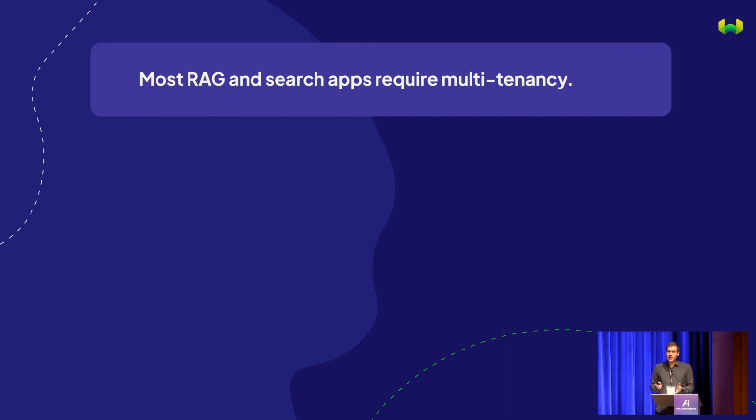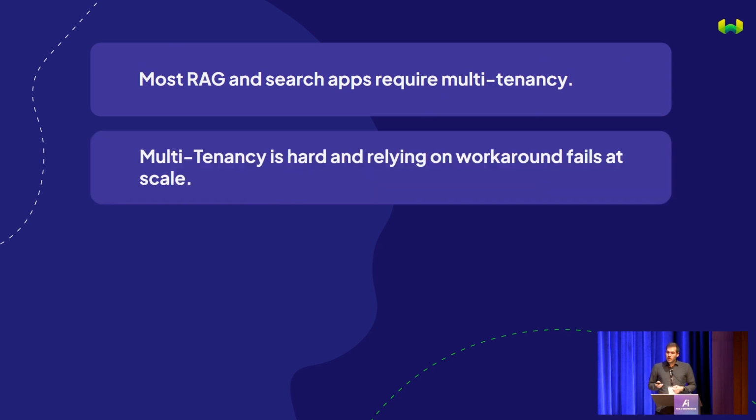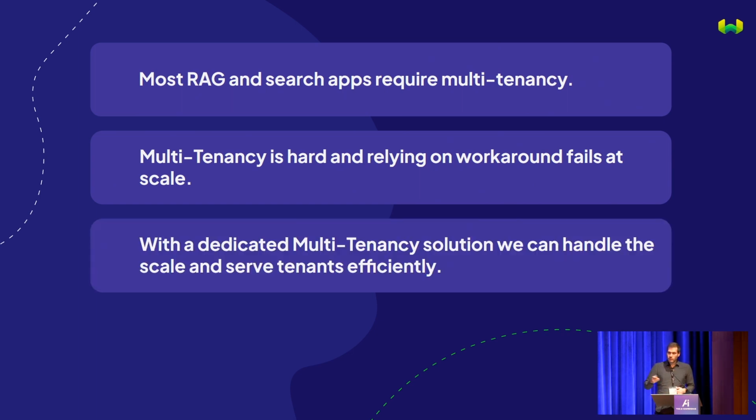We identified that most applications out there, whether they're doing retrieval augmented generation or search with vector search, do require multi-tenancy, as we could see from our chatbot example where you have user spaces that you need to separate. Multi-tenancy is hard. I hope I could get that across with all the failed attempts and failed workarounds. And while you can do those workarounds to get started, it won't scale. Luckily, the scaling part is solved right now. You can use Weaviate's multi-tenancy solution, which can handle the scale and do it all efficiently.